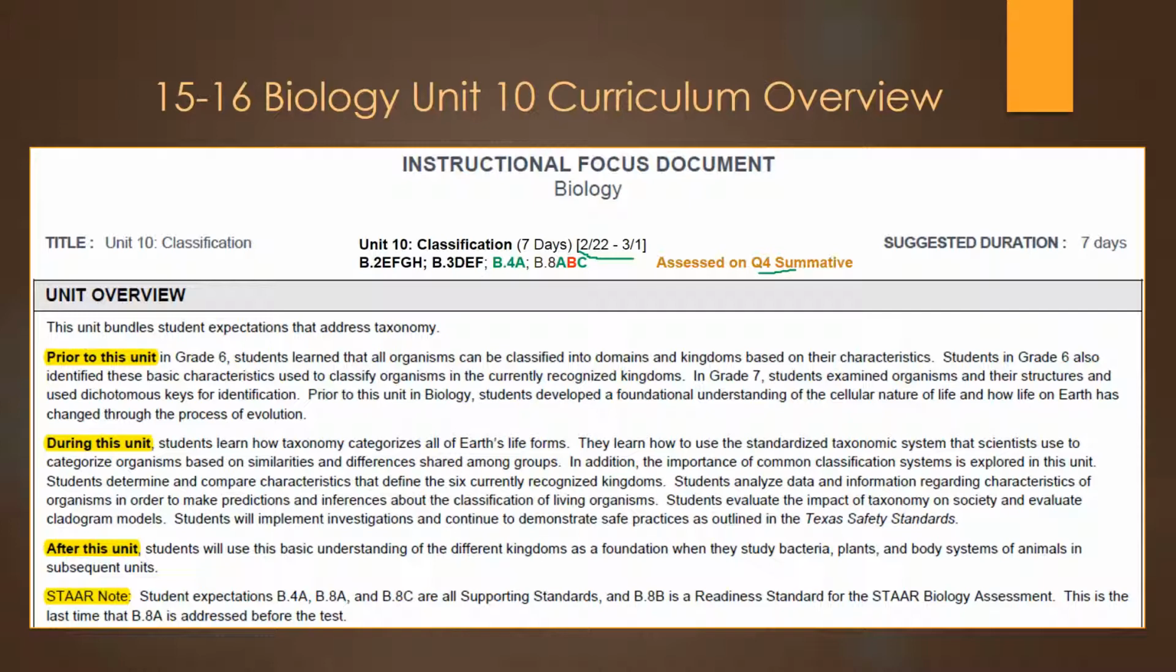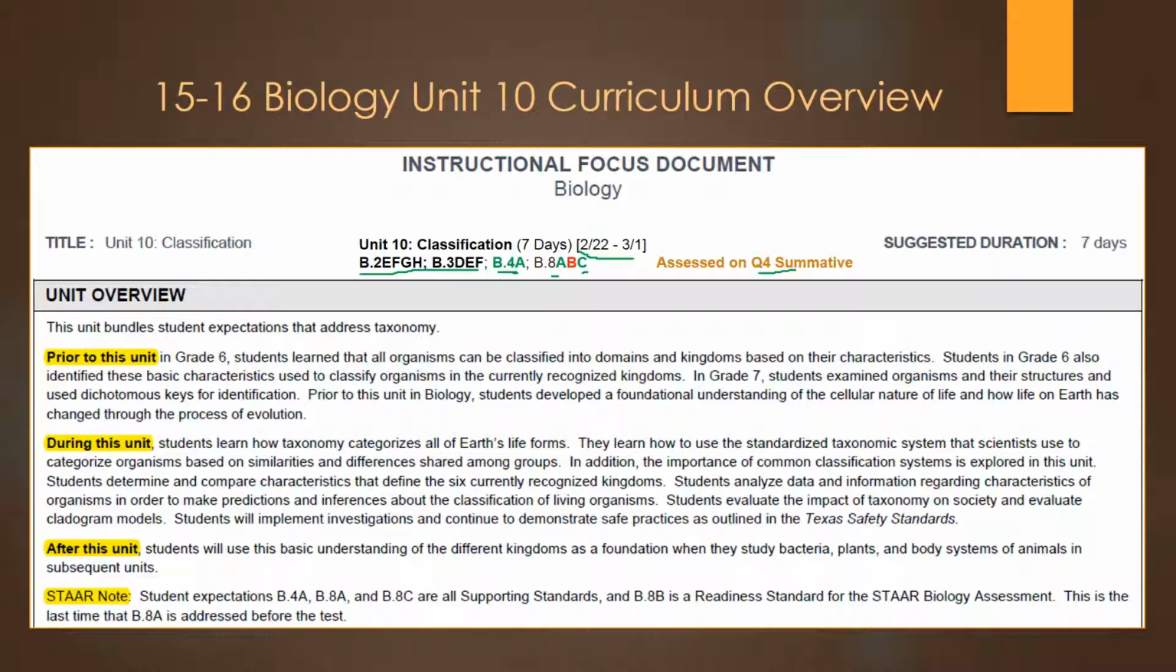Our supporting standards are in green. 4A is over prokaryotes and eukaryotes, which has been spiraled in. And our newest standards are supporting 8A and 8C, and our readiness is 8B. We have a number of processing skills that will be embedded throughout the unit as well.